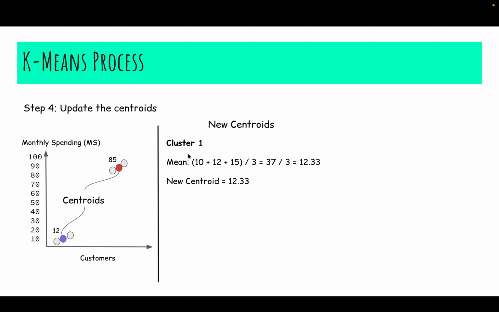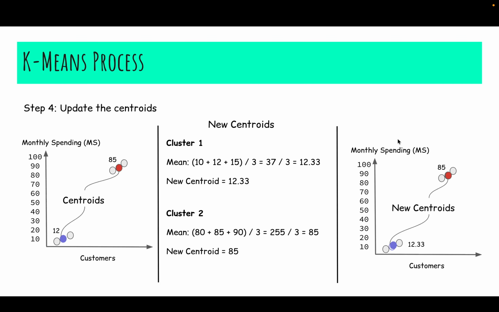Okay, this is for cluster 1, and then we have cluster 2, which is this one, where we take 80, 85, 90, divide by 3 and we get our 85. So our centroid remains the same here, and it has moved a bit here. Now our graph looks like this. Here we have the same set of data points at the top, and at the bottom we have our new centroid, which is 12.33.